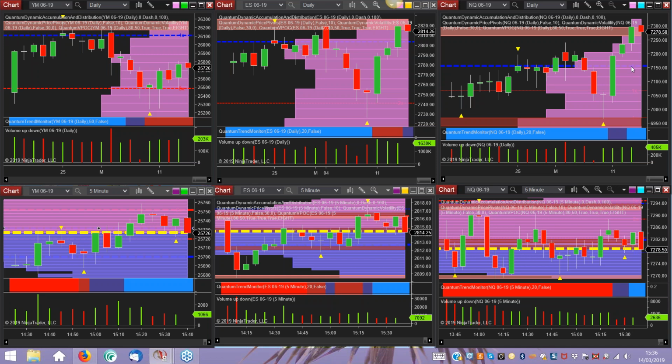So that's where we are at the moment. Everything's still pretty bullish, as you can see from the trend monitor at any rate. But what's weighing very heavily today is obviously the data from China.